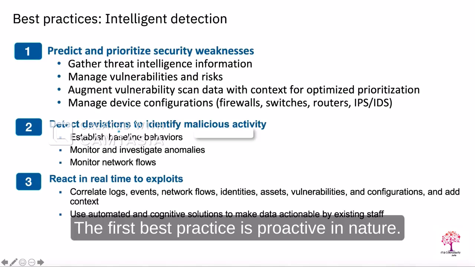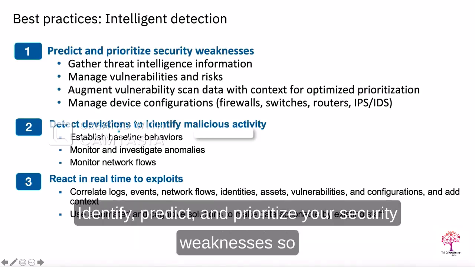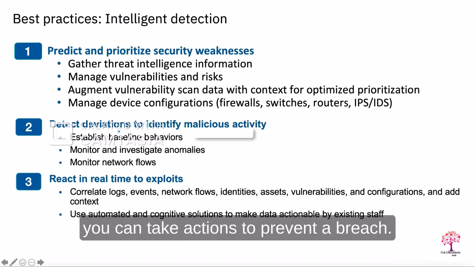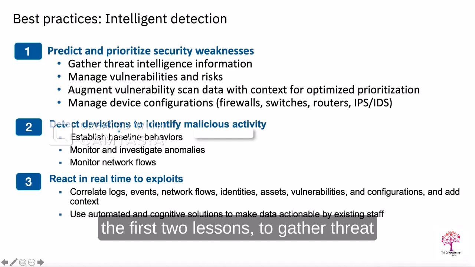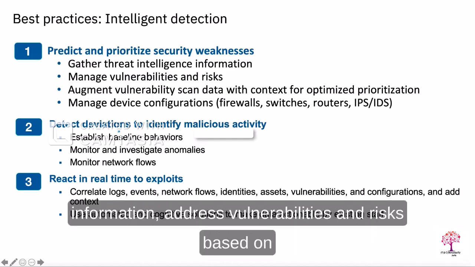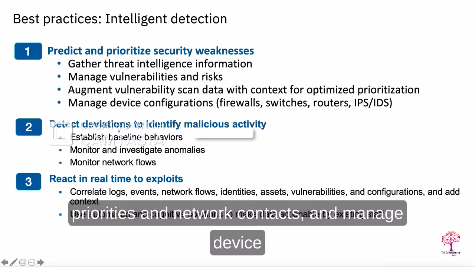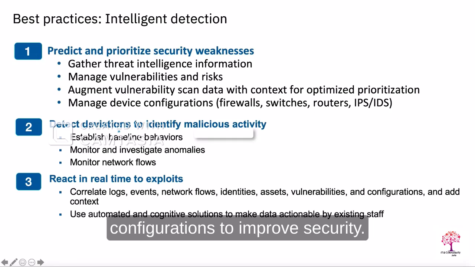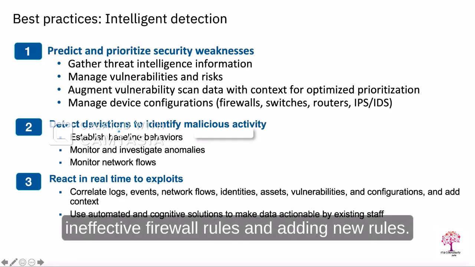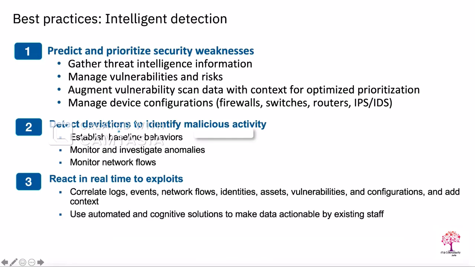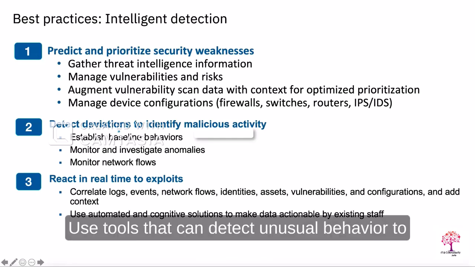The first best practice is proactive in nature. Identify, predict, and prioritize your security weaknesses so you can take actions to prevent a breach. Use resources, as we have discussed in the first two lessons, to gather threat information, address vulnerabilities and risks based on priorities, and network contacts, and manage device configurations to improve security. You can improve security, for example, by removing ineffective firewall rules and adding new rules that are more effective. Use tools that can detect unusual behavior to follow up.